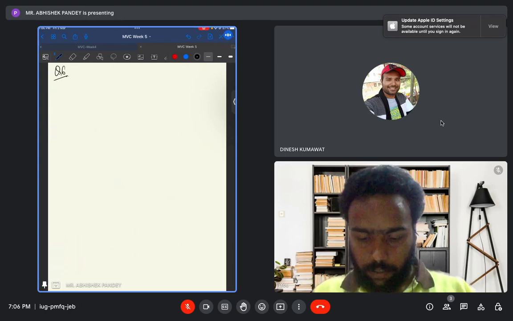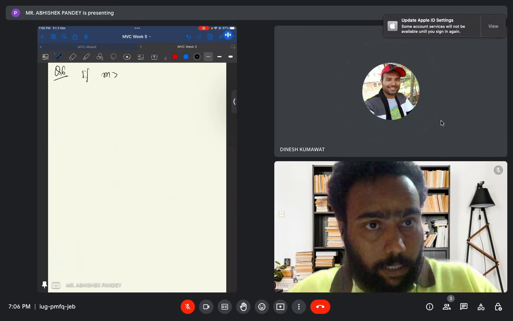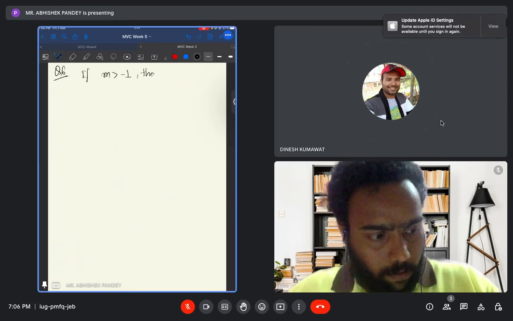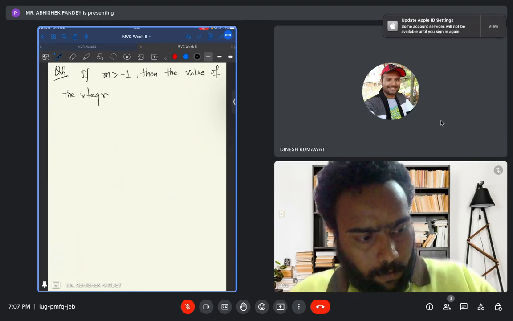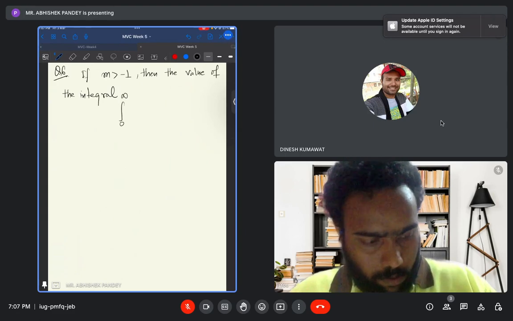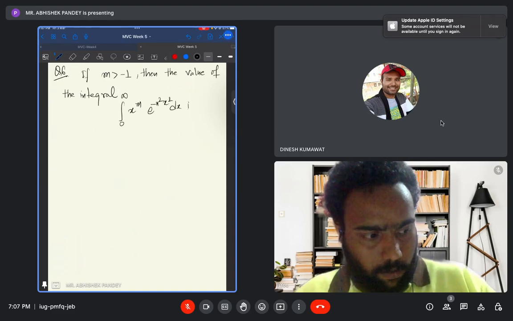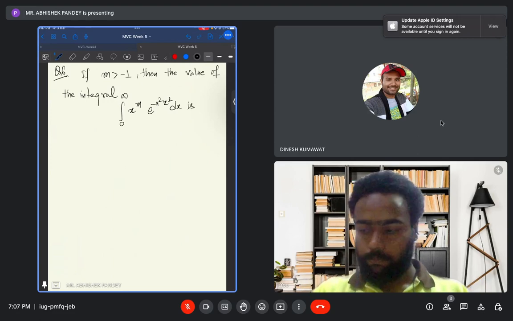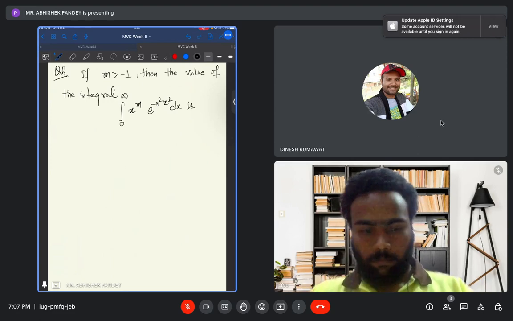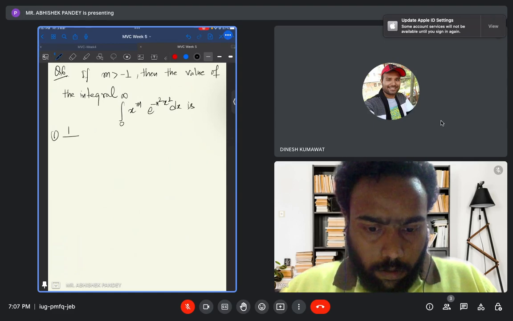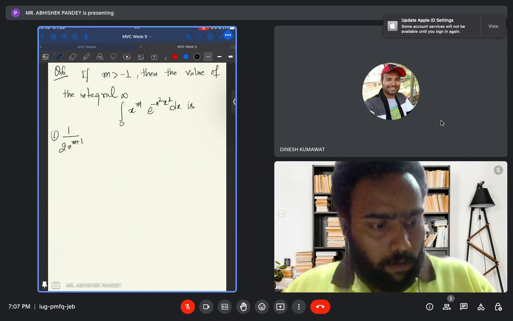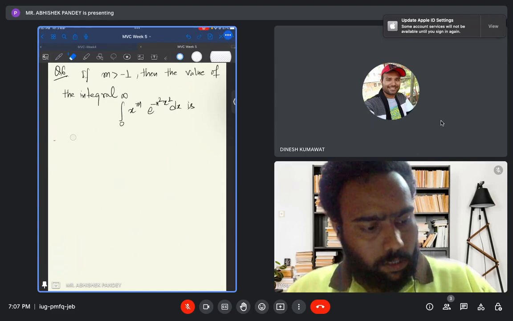Let's see question number 6. If m is greater than minus 1, then the value of the integral from 0 to infinity of x to the power m e to the power minus n square x square dx is... so the options are... wait, we don't need to see the options, just directly solve it.